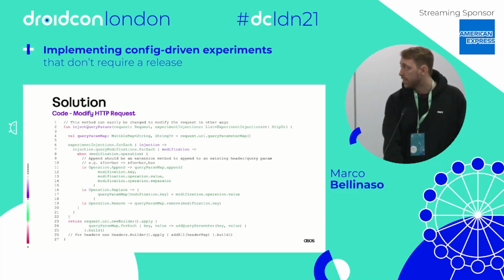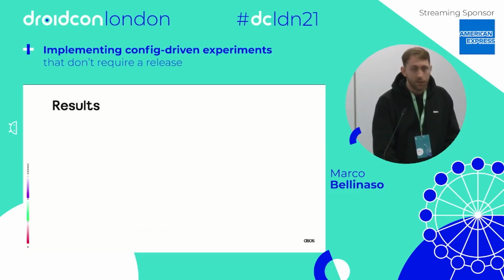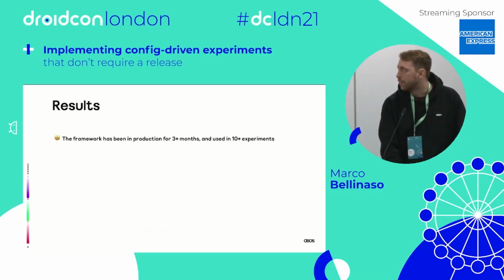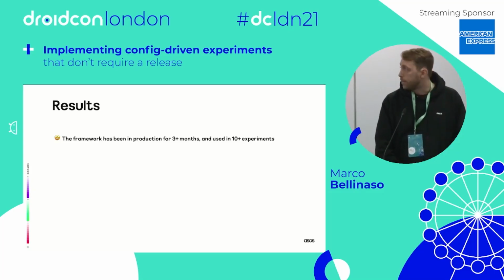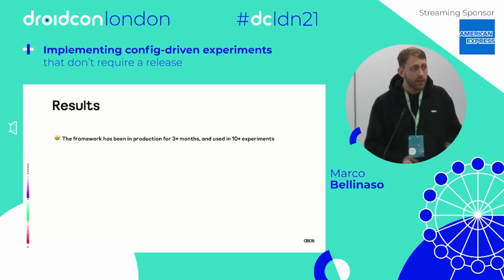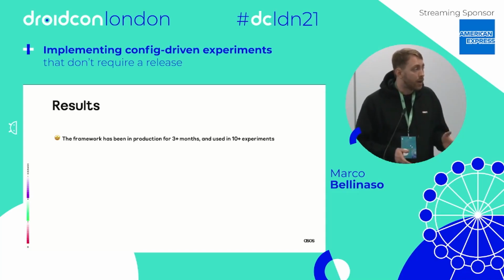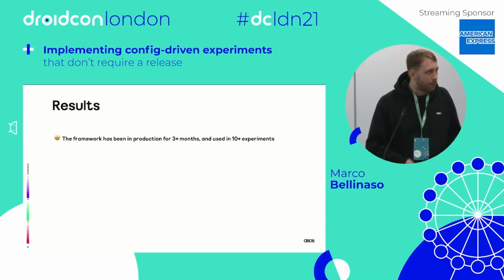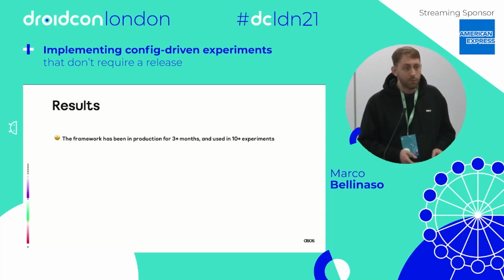So the good news is this solution has worked really, really well for ASOS. And I'm really pleased to be able to say that this has been in our production app for just over 3 months. Currently, we're using about 10 experiments, but that number is increasing all the time. Now that it doesn't require a release to modify these experiments, the teams can add experiments pretty much at will.